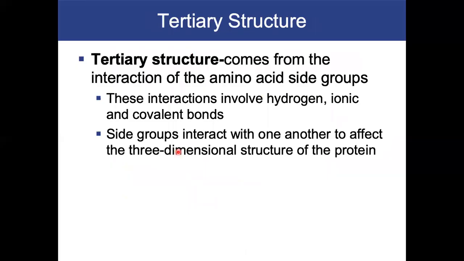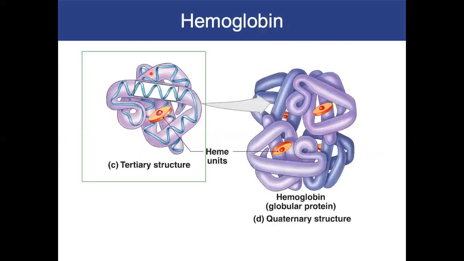The tertiary structure comes from the interactions of the side groups. So if one amino acid is negative, one is positive, then they're going to attract each other. These interactions involve hydrogen bonds, but more so ionic and covalent bonds. So ionic and covalent bonds are stronger than hydrogen bonds. These side groups or those R groups interact with one another, and that's going to start causing that protein to fold. And so the tertiary structure is more folding than a secondary structure. It's still not a functional protein yet. So let's take a look at the tertiary structure.